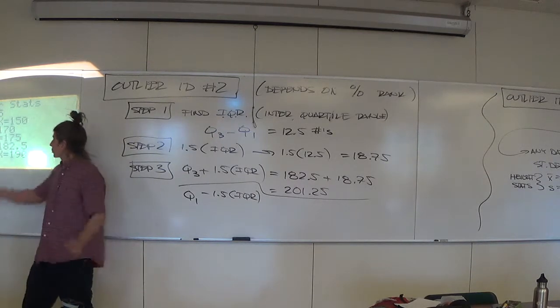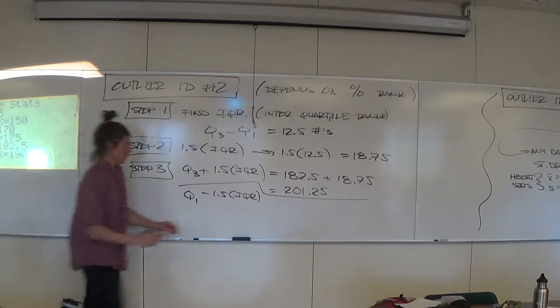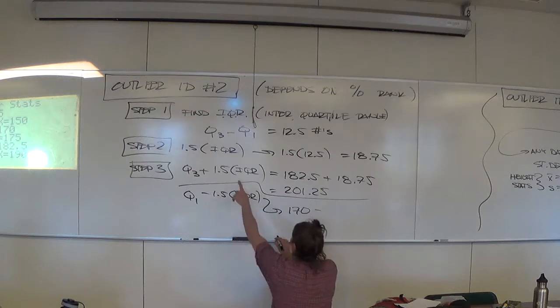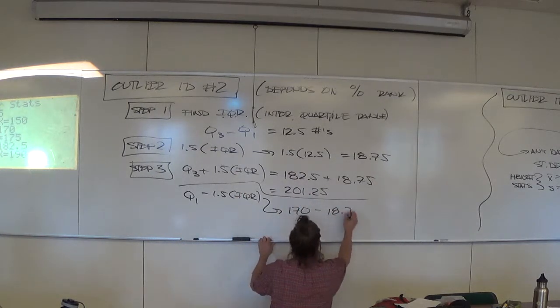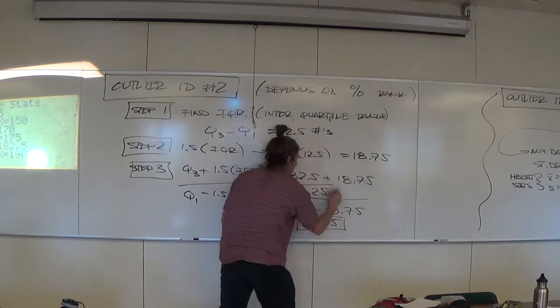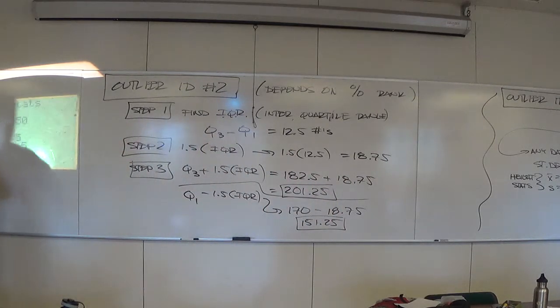Now we do Q1, which was 170, minus the 18.75 pounds. So let me make sure I do this right. 151.25. There we go, there's our low fence. Here's our high fence, which means we now have boundaries on our graph for what would be considered typical weight guesses.